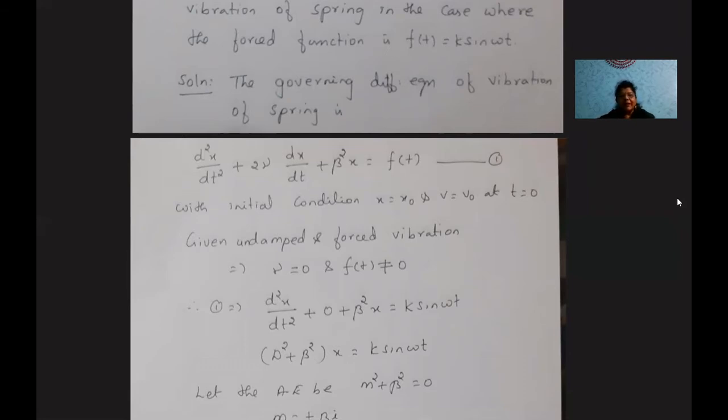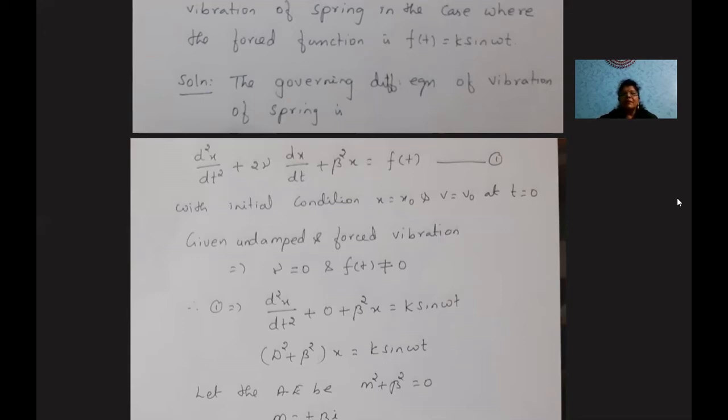What is the given data? Undamped and forced vibration. Undamped is the condition I have given previously in the beginning of the slide. Undamped means gamma is equal to 0. Forced vibration means f of t is not equal to 0. So these two conditions I am applying in equation number 1. I will get d square x by dt square plus beta square x is equal to f of t.